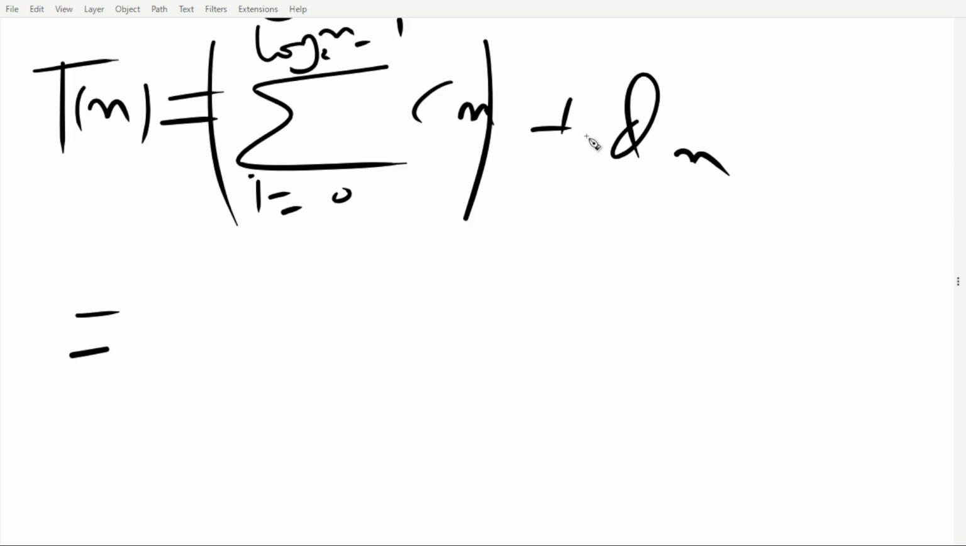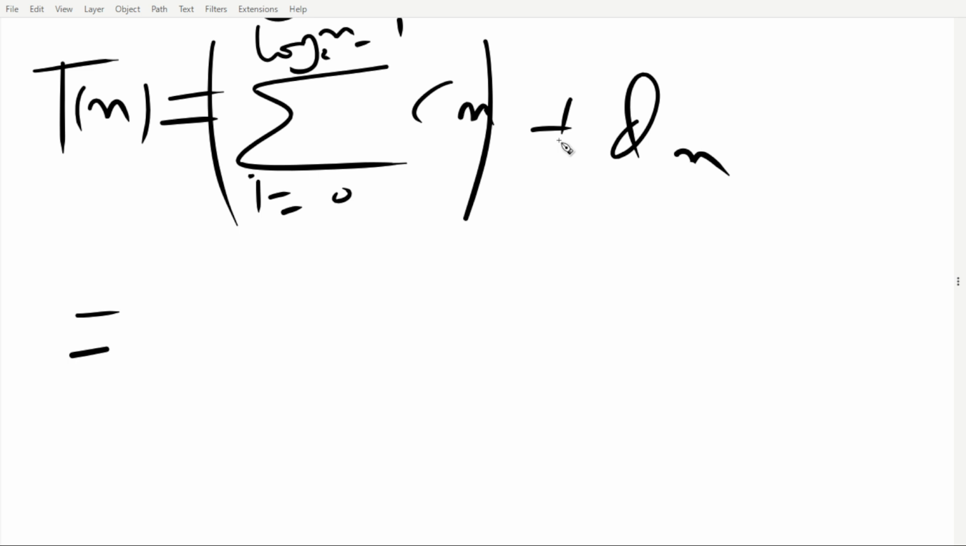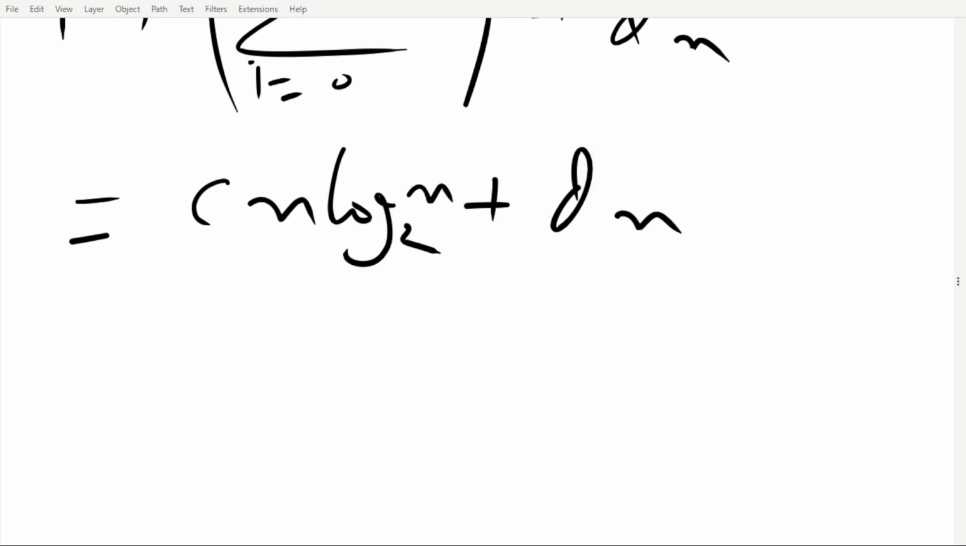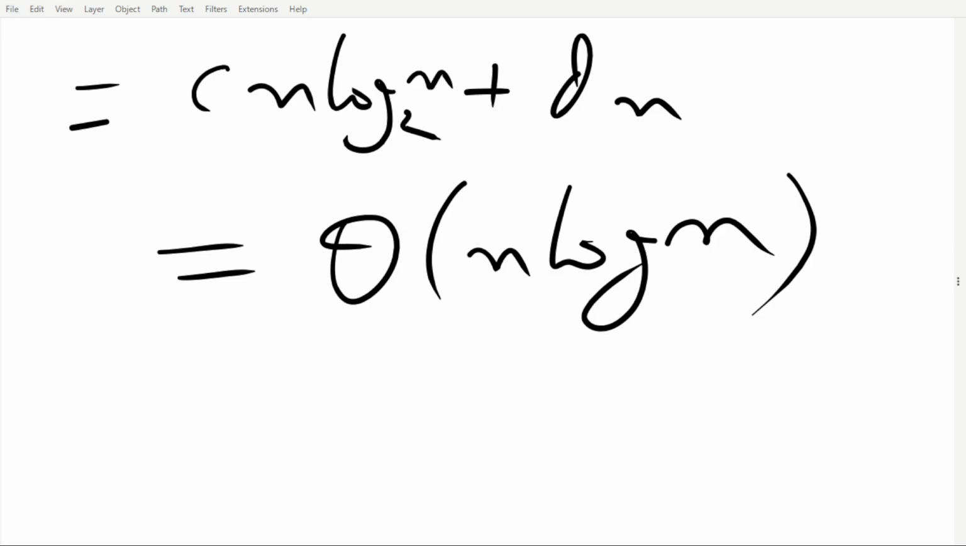We are getting a geometric series. No, not a geometric series. The same term repeated log n number of times. So we get Cn log n with base 2 plus dn. So we can remove the constants and write this in simplified format, big theta of n log n with base 2. So the complexity of the FFT algorithm is n log n.